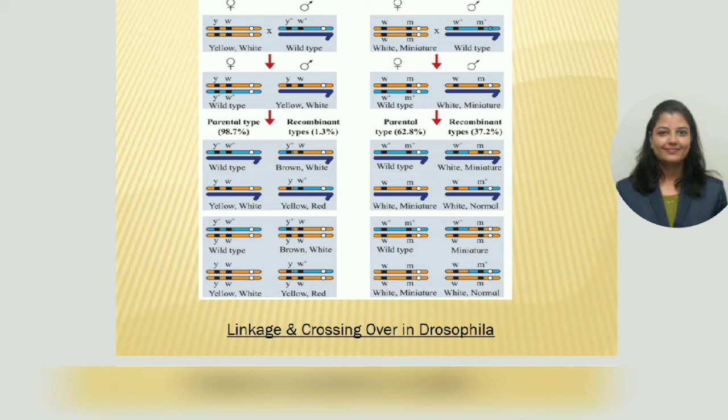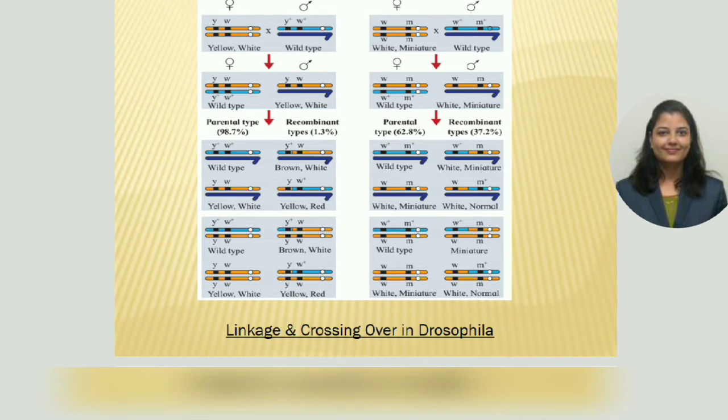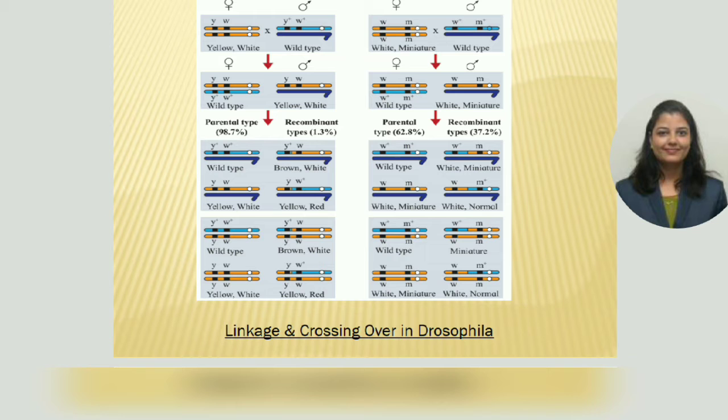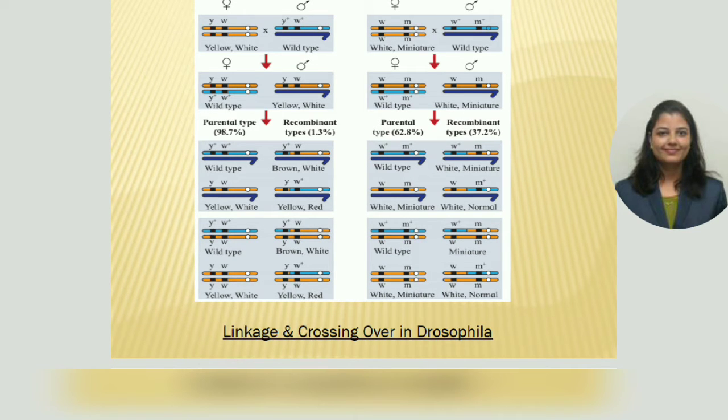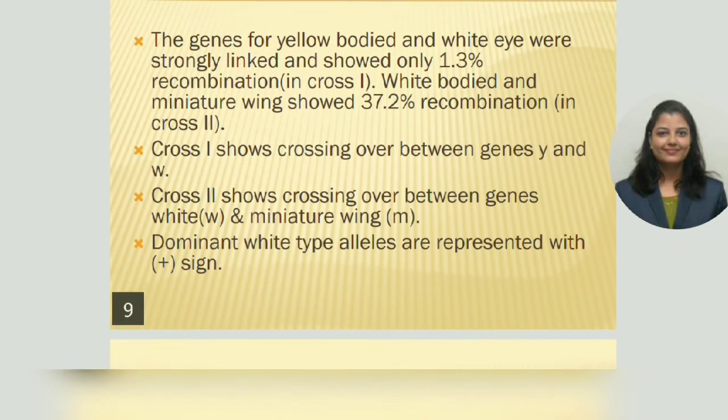So they are crossed, but you can see here that the genes are distinctly located from each other on the chromosome. That is why in the F1 generation hybrids will obviously form, but in the F2 generation the parental type is 62.8% while the recombinant type is 37.2%. So you can see that when the genes are distinctly located on the chromosome, the recombinant type is more than when the genes are closely located. Also, the recombination or crossing over happens between the w and m genes present on the chromosome.